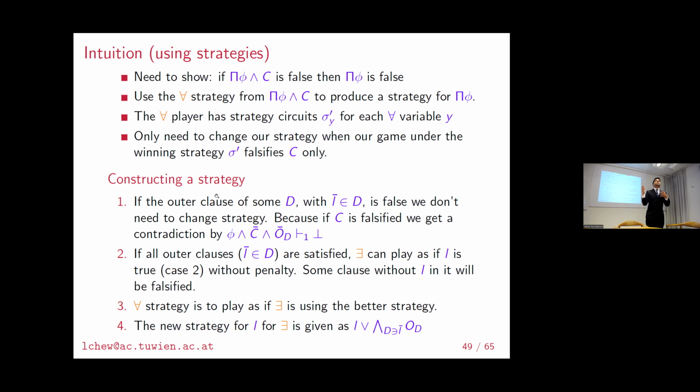We could also think of this from the perspective of the existential player, and that is to move from here. If we have a strategy from here, to move to a strategy from that, we just change the strategy for the L variable, which is an existential variable, to favor truth in the case that all the outer clauses are satisfied as well. So you get these two interpretations of strategy extraction of why this thing is sound.